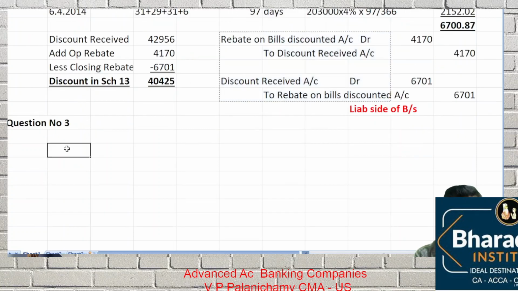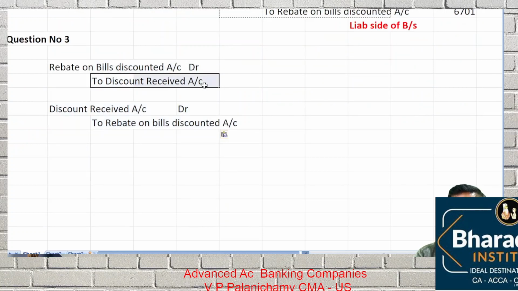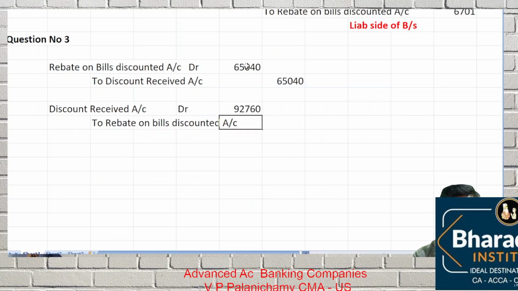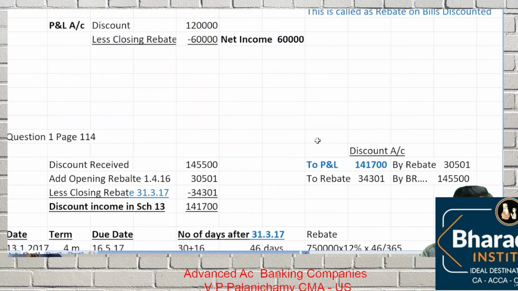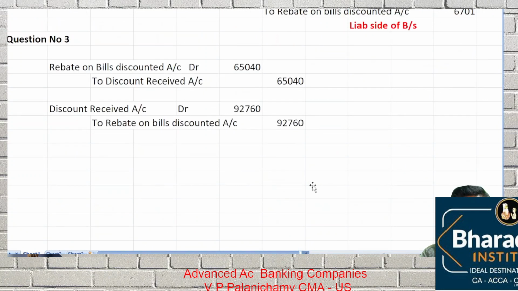For me, it is simple, just copy and paste. Opening rebate: rebate on bill discounted account debit to discount received account. We add it to the discount. Second, we eliminate from discount: discount received account debit to rebate on bill discounted account. So let us prepare the discount account. Just copy and paste for me.